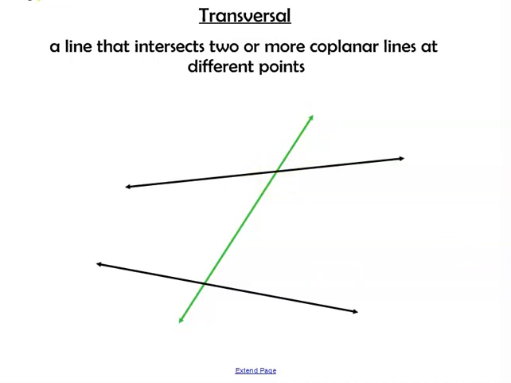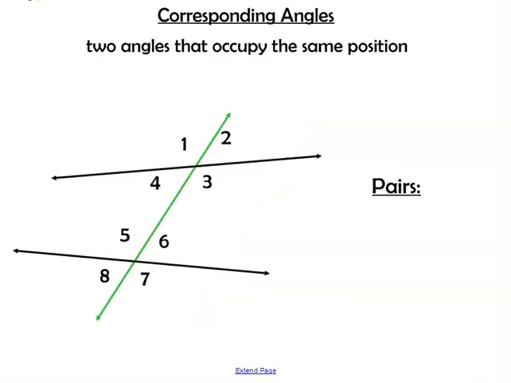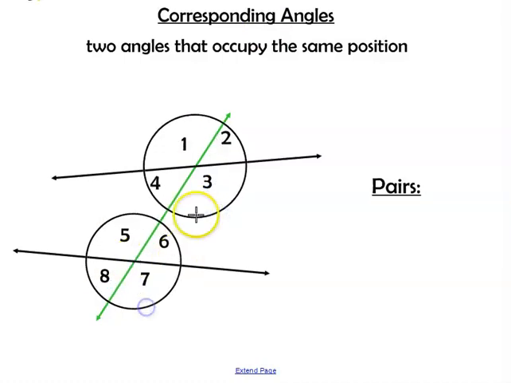Next, we're going to talk about what happens with the special angles when we have a transversal intersecting at least two lines. First, we have a term called corresponding angles, and these are angles that occupy the same position. Now, in terms of talking about position, I want you to think about it this way. If you were to make a circle around each intersection, then it's a little easier to identify their position. Angle 1 is in the top left side of the circle. So here, angle 5 is in the top left side. So we would say that angle 1 and angle 5 are corresponding angles.